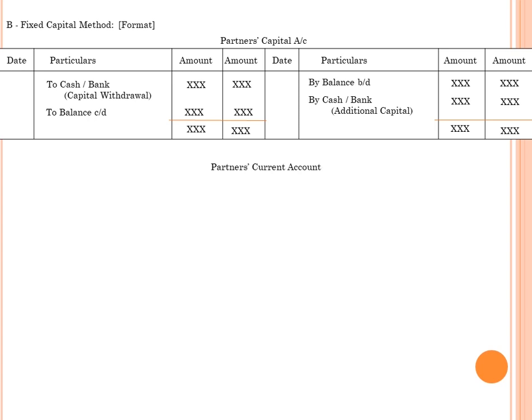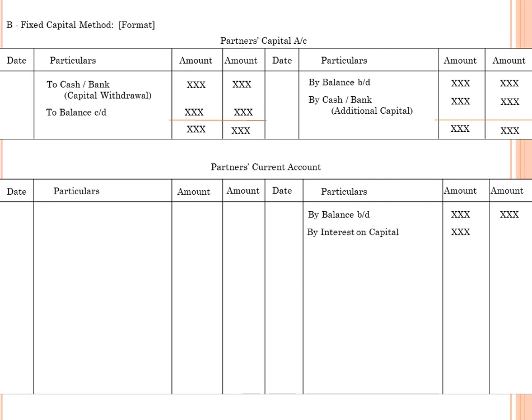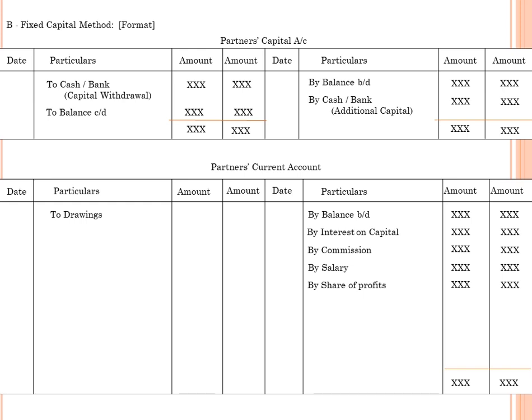Now we move on to the partner's current account. The same, we divide it into 8 columns: date, particulars, amount. Now the credit side: date, particulars, amount. We start with by balance brought down, the opening balance of the current account. Next, by interest on capital, by commission, by salary to partners, by share of profits to partners, and find the total. On the debit side, to drawings, to interest on drawings, and find the total. We then have a balancing figure on the debit side; that balance is called the closing balance of the current account.